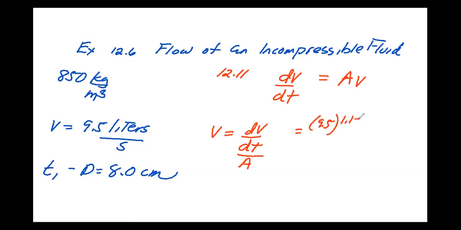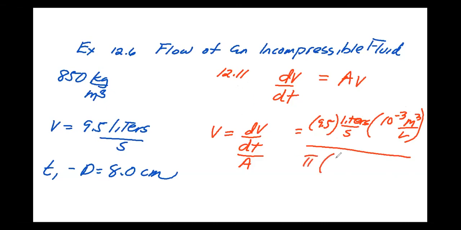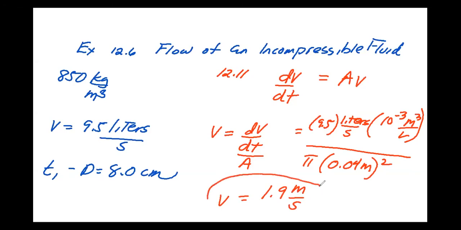So this is going to equal 9.5 liters per second. And then we've got to convert that into meters, so times 10 to the negative 3 meters cubed per liter. That's going to be divided by the area, which is pi r squared. So it's pi, and that's diameter, so 8 centimeters is going to be 0.04 meters, quantity squared. Is that 8 centimeters? Yeah, 0.04 meters, quantity squared. And that v is going to equal 1.9 meters per second, and that's when t equals 1, and that diameter is 8 centimeters.